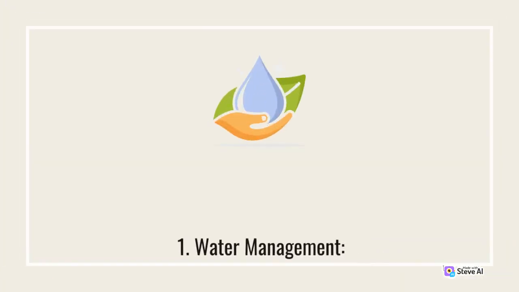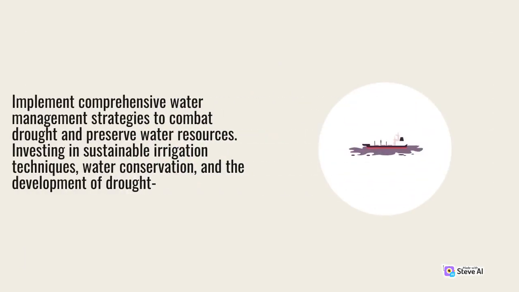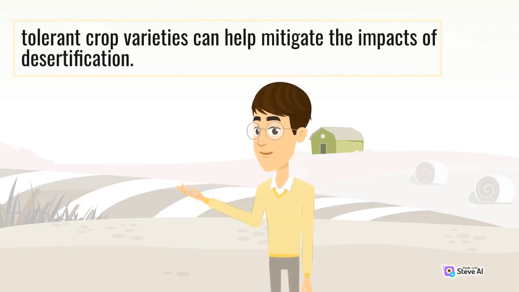1. Water management. Implement comprehensive water management strategies to combat drought and preserve water resources. Investing in sustainable irrigation techniques, water conservation, and the development of drought tolerant crop varieties can help mitigate the impacts of desertification.